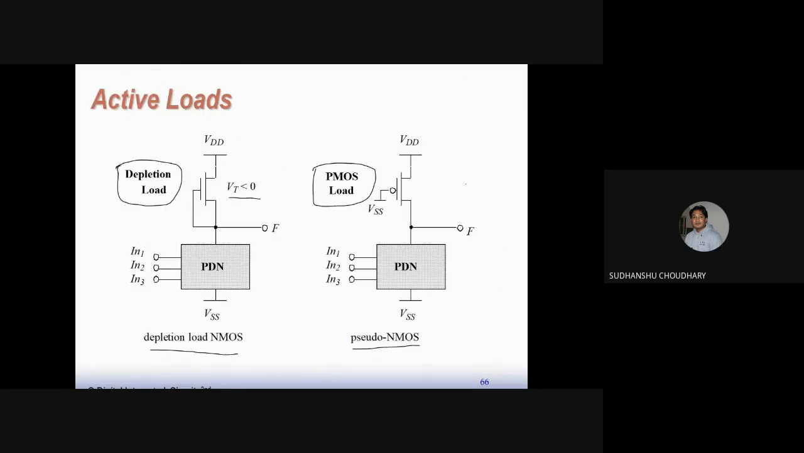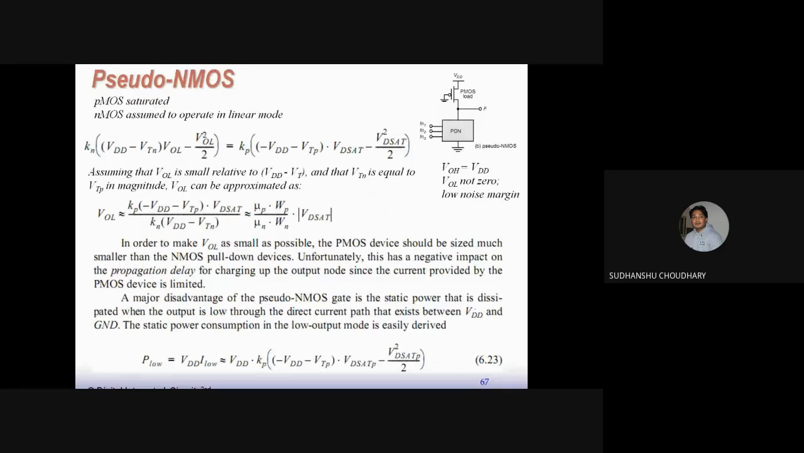Now for a pseudo NMOS circuit, that is this circuit. For this circuit, one can find out the VOL. Since we already said that VOH is equal to VDD in this circuit, but VOL is not zero, that VOL affects the noise margin. So the noise margin of this circuit is also small compared to the CMOS circuit.